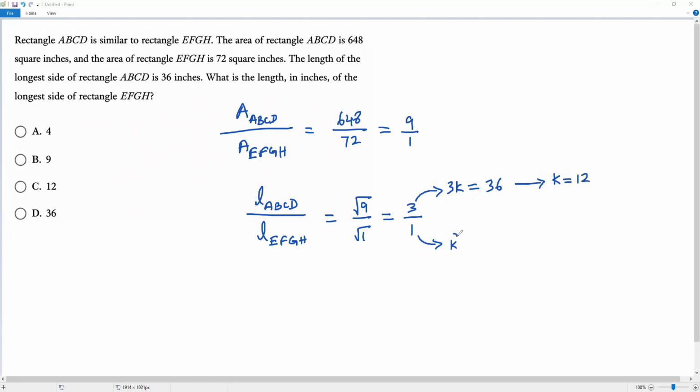Okay, here we know that this k represents the length of the longest side of the rectangle EFGH and we got the value of k equals 12. Therefore, the length of the longest side of the rectangle EFGH is 12 inches. We find 12 in answer choice C. The correct answer choice for this question is C.